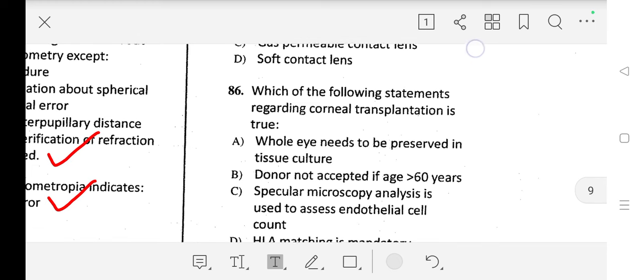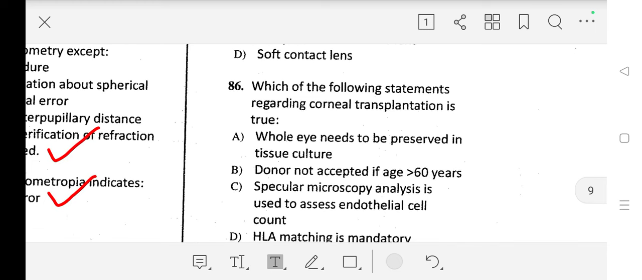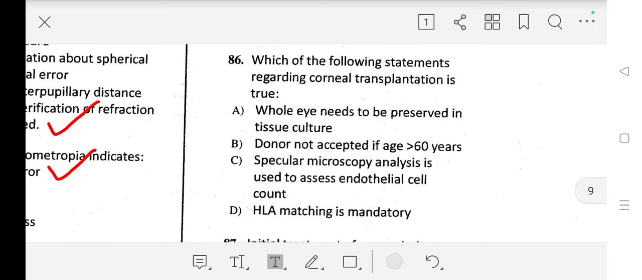Next question is, which of the following statements regarding corneal transplantation is true? Whole eye needs to be preserved in tissue culture, donor not accepted if age less than 60 years, specular microscopy analysis is used to assess endothelial cell count, HLA matching is mandatory. Its right answer is C part, specular microscopic analysis is used to assess corneal endothelial cell count.